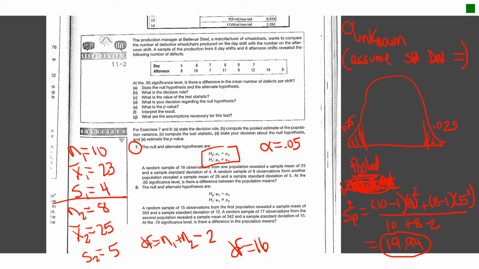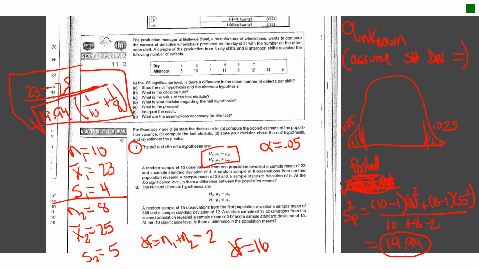I'm going to write that way up here. Hopefully there's enough room that I can plug it in here. To get your test stat, it's going to be your 23 minus 25, that's from your 2 sample means, all over the square root of 19.94. That's the number we just calculated, multiplied by 1 over 10 plus 1 over 8. And again, all that's under the square root. I'm going to take this out 2 decimals. That's about a negative 1.42. Hopefully you can follow that.